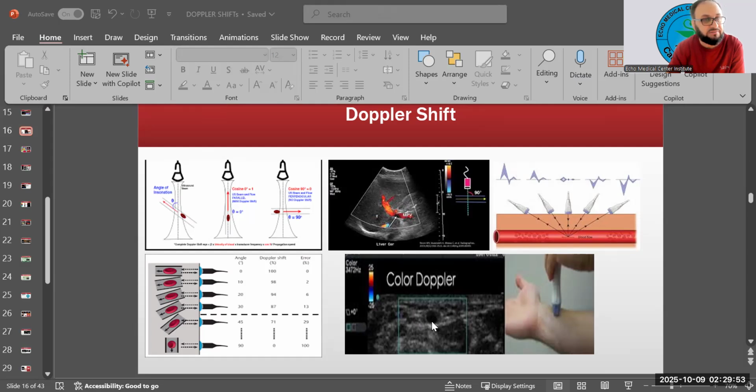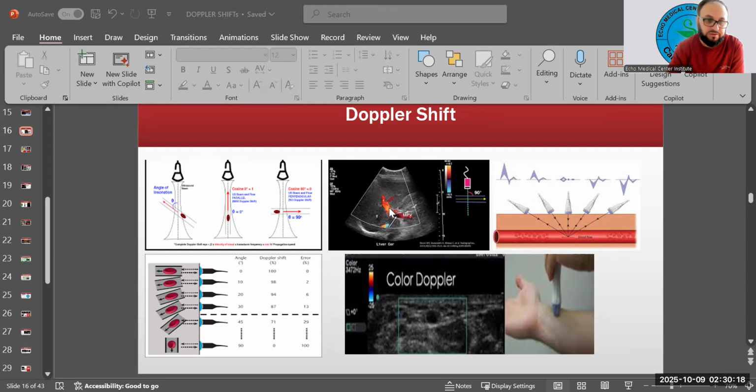This is an artifact. That's why you do not scan at 90 degrees. You see that it's completely 90-degree perpendicular to the vessel, to the scan. The vessel is visible, but with no color. That is called an error. That is an artifact. So 90 degrees with a color Doppler is the worst Doppler angle. The flow will be there, but you don't see it.